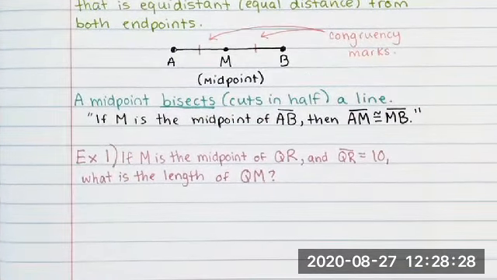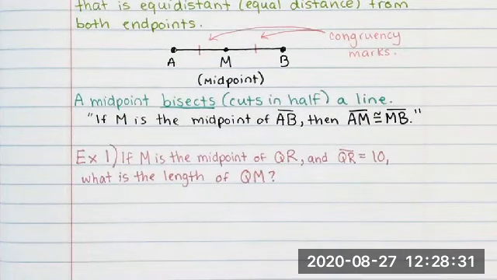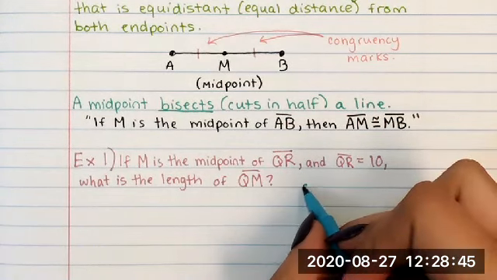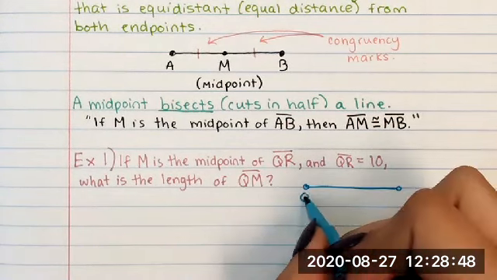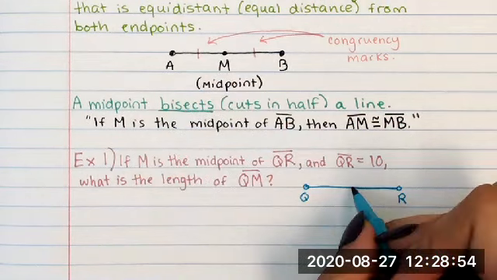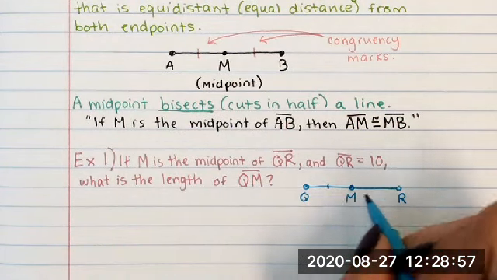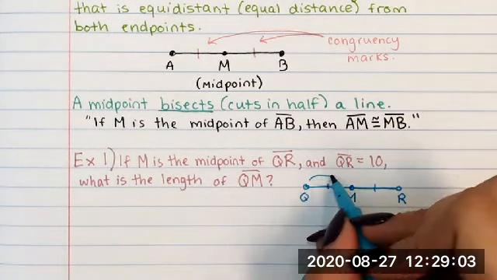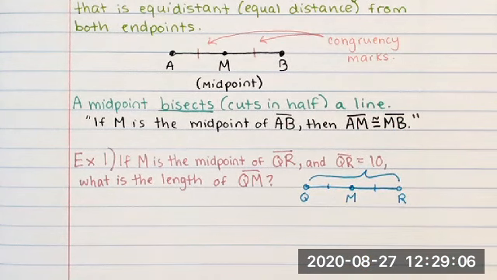So I've always been very much a visual person. I like to be able to see things, and that's part of why I like geometry so much, because I can physically draw this problem out. So we have this line segment, QR. I can draw that. We have Q, we have R, and M is the midpoint. So that's going to be right smack dab in the middle, giving me two equal halves. And they're saying this whole thing is 10. Well, what's half of 10?